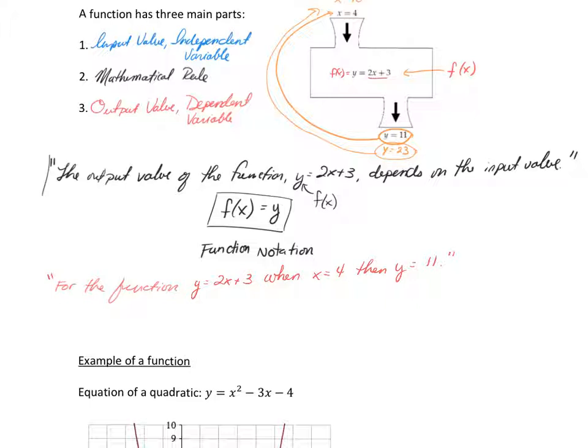So what I'm going to do is I'm going to use function notation. Since I defined the function y to be f of x, right, I can rewrite this phrase by simply writing f of 4 equals 11. And this notation, f of 4 equals 11, means for the function y equals 2x plus 3, when x is 4, then y is 11. So if I were to write this notation, f of 10 equals 23, then that means when x is 10, y is 23. All right, so that is a much shorter way of writing out the words. We can say the same thing using this simple notation.